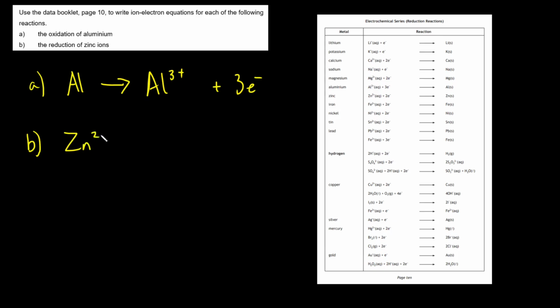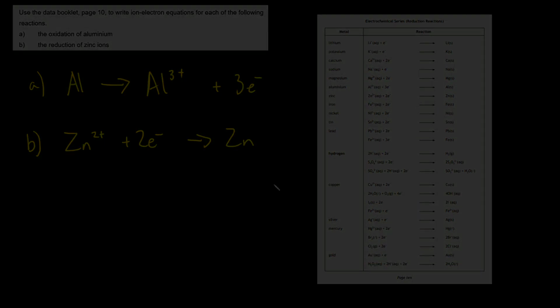If it's an oxidation, like it is for part A, then I go down the list, I find the one I want to write, and I just write it in reverse. Al going to Al 3 plus 3 electrons. I've just written this equation in reverse, and there's the oxidation for aluminium. Part B, asking me to write a reduction. Easy. I go down, find zinc. There it is there, and I write it out exactly as it is. All of these reactions are already reduction reactions. I don't need to do anything with them. I just write them as is, and I'm done.